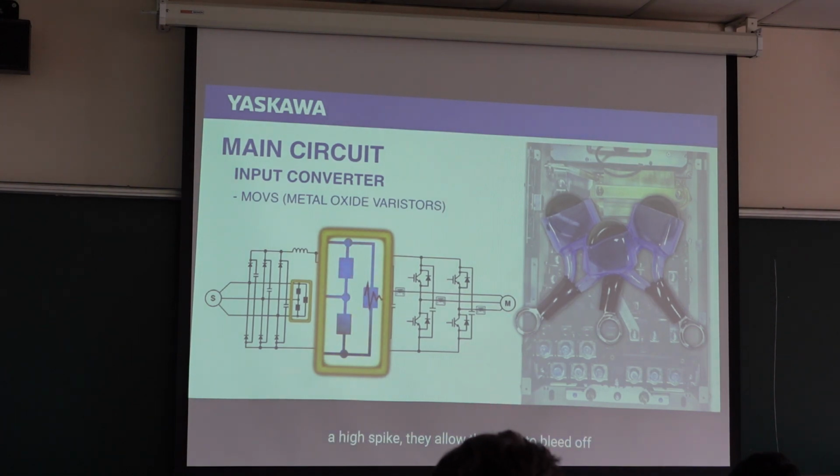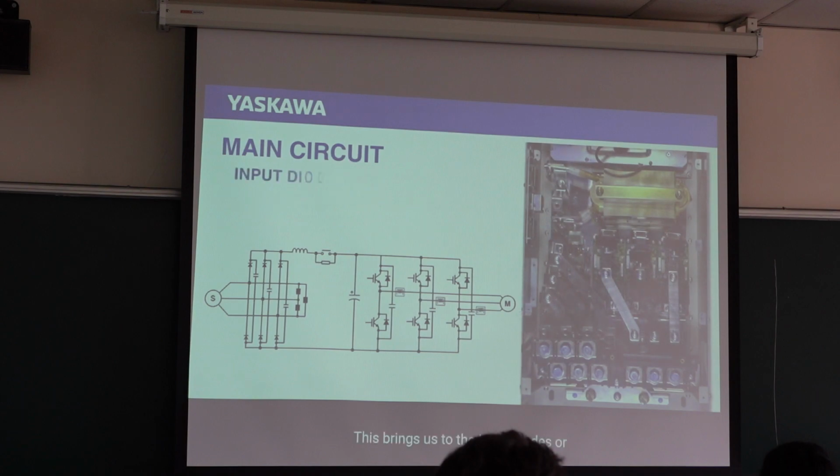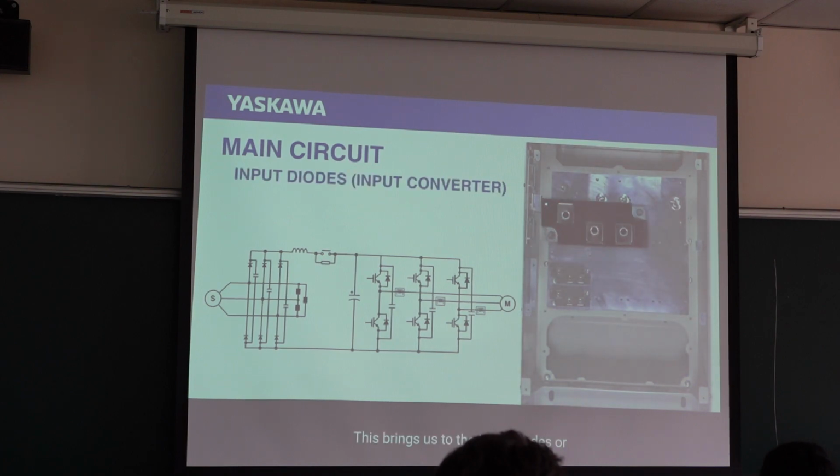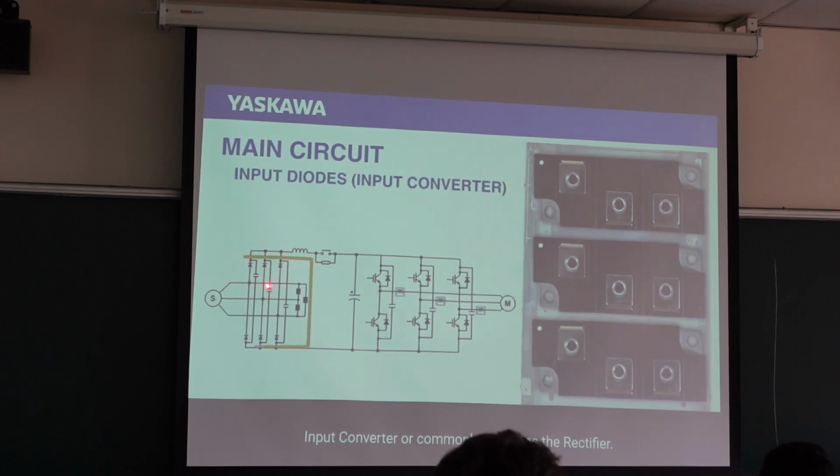They allow the spike to bleed off to another line and travel safely back out to the incoming line, suppressing the spike and protecting the more expensive components in the drive. Well, this brings us to the input diodes, or the converter. So this input diode, 1, 2, 3, 4, 5, 6.